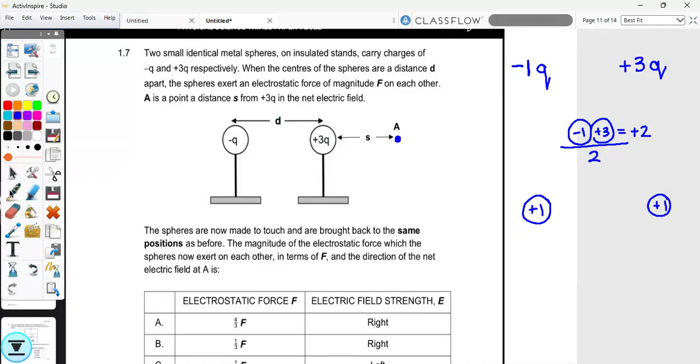Okay. Now, this is where the trick comes in. You need to look, what is the change? This one was 1. Ignore the signs because we're looking at the size of the force, because they say the magnitude of the electrostatic force. We don't care in which direction it is, because we'll get to that when we look at the field. Okay, so the magnitude of the electrostatic force. This one was 1 and now it is 1. So it doesn't matter. We're only looking at the size.